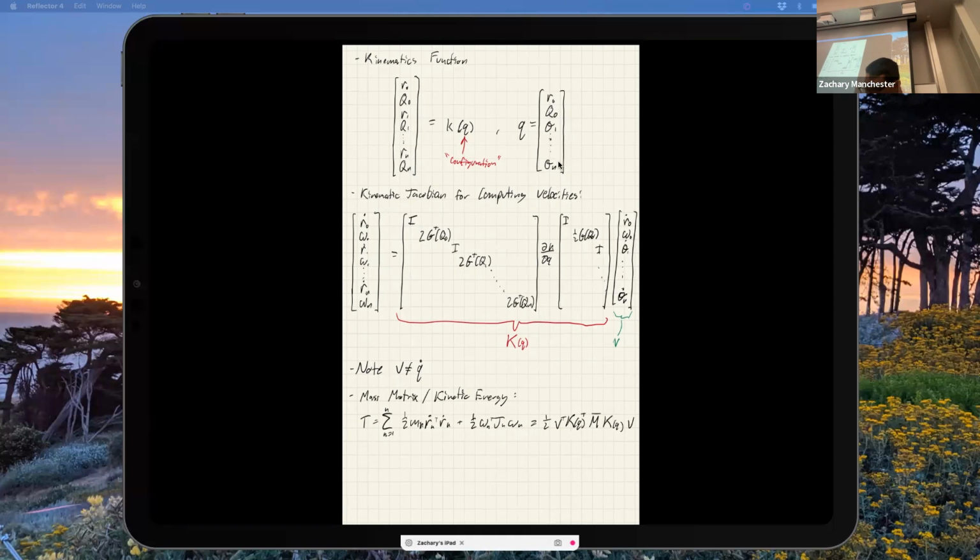And then we call the whole thing in here with the kinematic Jacobians in it M of Q, which we're used to dealing with when we talk about the mass matrix for these things. And this M bar, like we talked about last time, is a constant matrix that has all the masses and inertias of all the links.